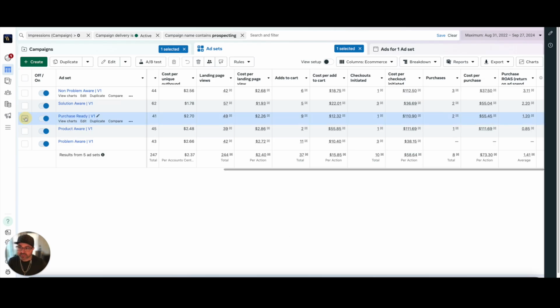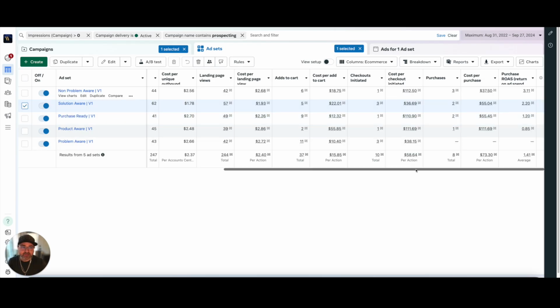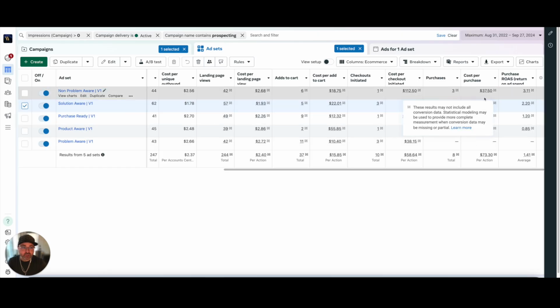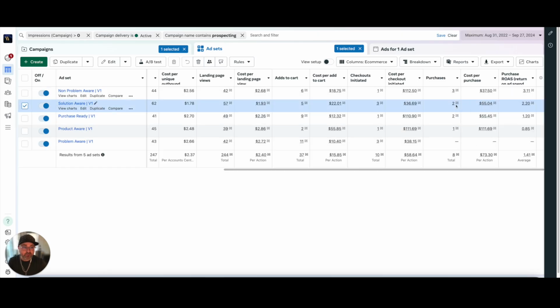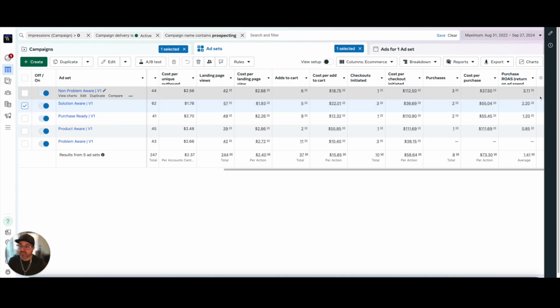So as we go up, you can see all of these have spent about the same, $110 to $115 each. You can see this has had 2 purchases for $55 per purchase, and it has a 2.20 ROAS. And then if we move up to this top ad set, you can see that it has had 3 purchases for $37.50 each. And it has a 3.11 ROAS, 3.11 return on ad spend, which is great. Those are the metrics that we would use to know when to turn off an ad.